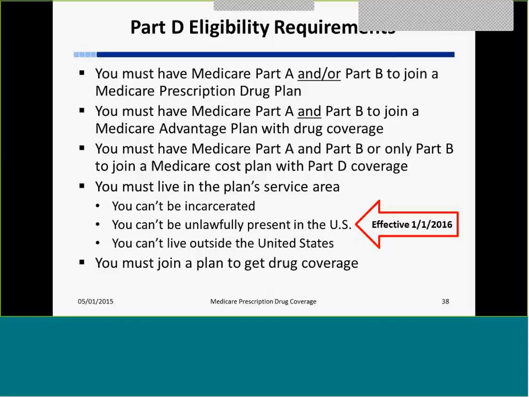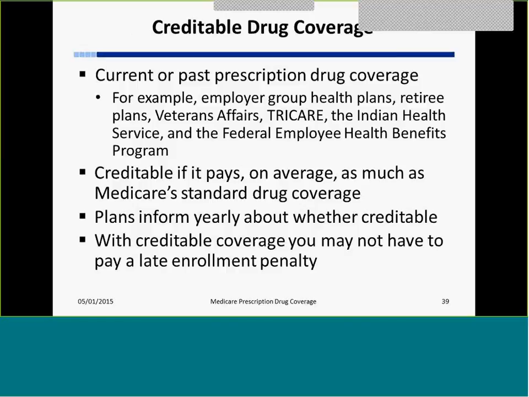Of course, people must join a drug plan. Credible drug coverage, what does that mean? Current or past prescription drug coverage. Our group health plans are generally considered credible: retirement plans, VA, TRICARE, Indian Health Services, and FEHB, or Federal Employee Health Benefits. Credible means the plan they had pays on average as much or more than Medicare standard drug coverage.